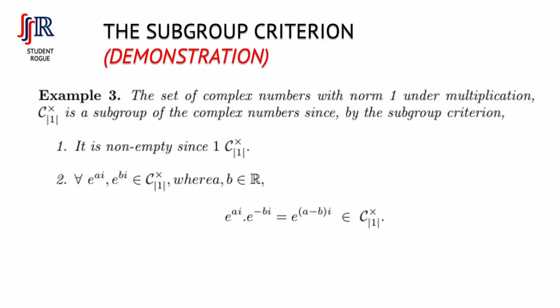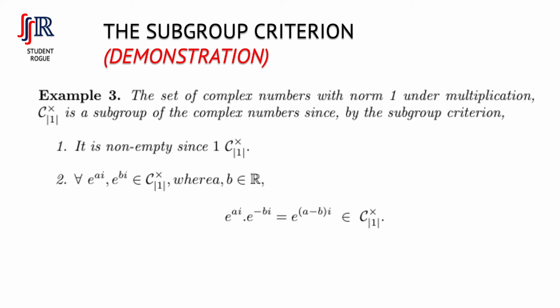And for the second condition, first of all, we should note that all complex elements on this circle could actually be expressed as e to the a times i, for some real number a. All complex numbers with norm 1 can be expressed as such. So given two such elements, e to the ai and e to the bi, is it true that e to the ai times e to the minus bi is in this subgroup?